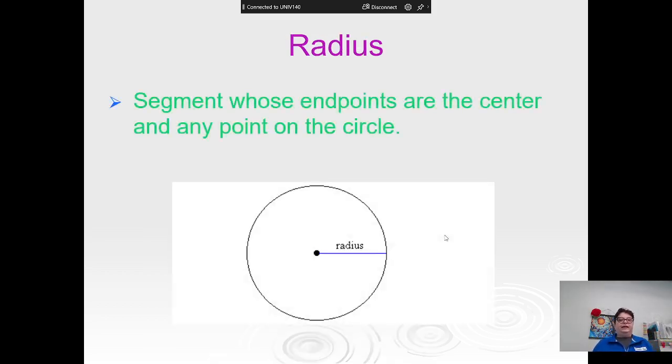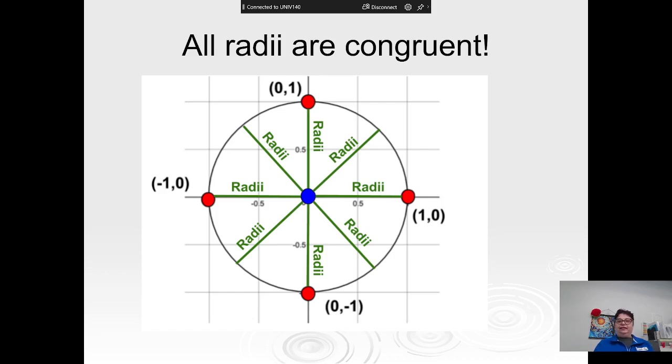Okay, radius. A segment whose endpoints are the center and any point on the circle, right? How many radii are in a circle? Is there only one radii? Only two? The answer is infinite. That's right. Think about spokes on a bike, right? If you have a bicycle, those spokes are all radii. There's actually an infinite amount of radii in one circle, meaning as many as you can draw, if not more. See? Radii, radii, radii, all through there.